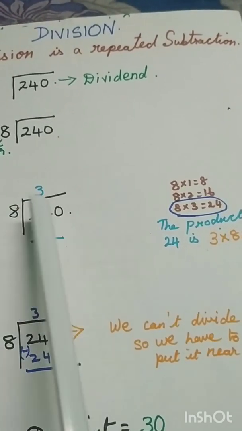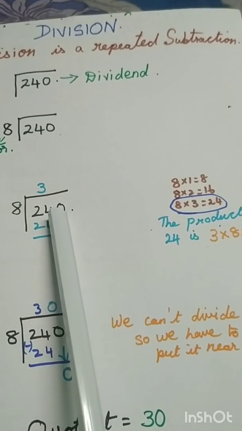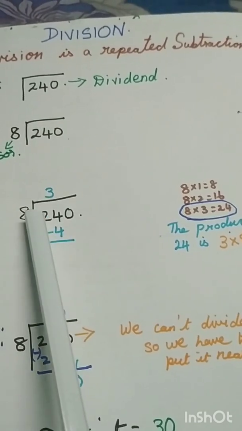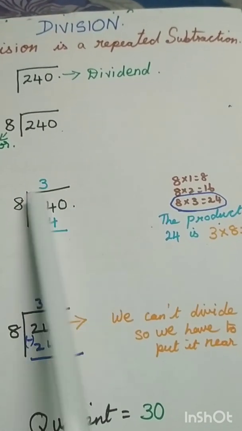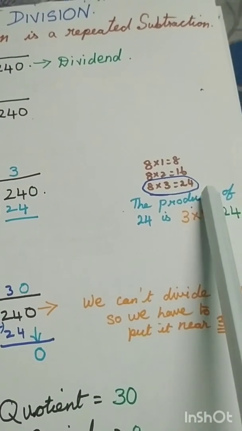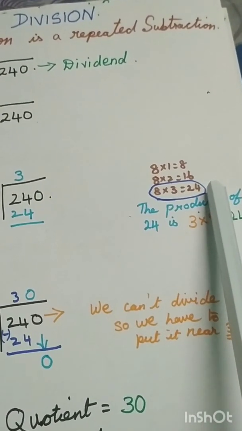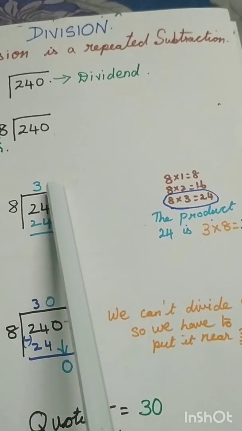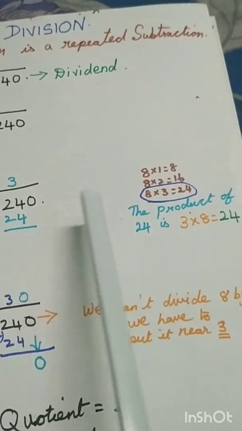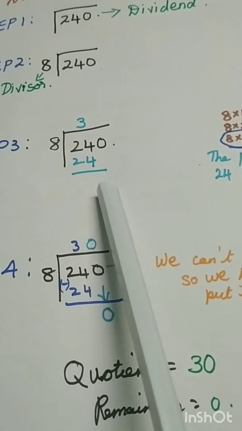So is 24 bigger or smaller than 8? Very good. 24 is bigger than 8. So now you can find a product. 24 is the end product in the 8 table. You have to see. Yes, 8 3s are 24. You get it in the tables. So 8 3s are 24, I got. So that is the product, 8 3s are 24.